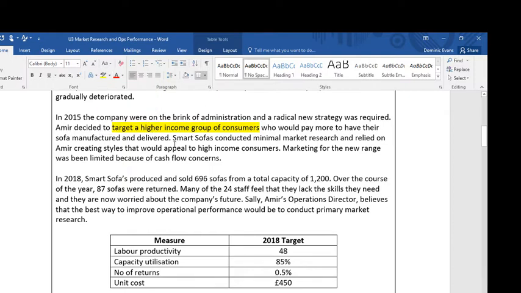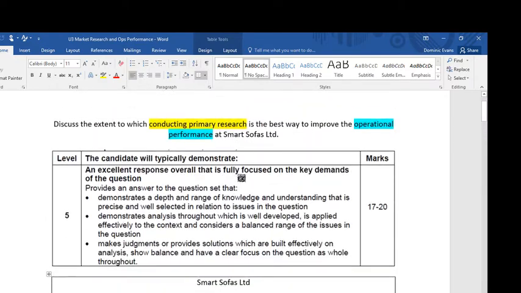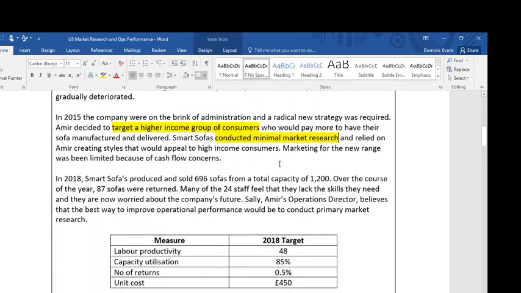They're targeting a new group of customers. Smart Sofas conducted minimal market research and relied on Amir creating styles that would appeal to high-income consumers. So this company has changed its target market and it hasn't conducted very much market research. So these are arguments that conducting primary research may well be beneficial for this company.